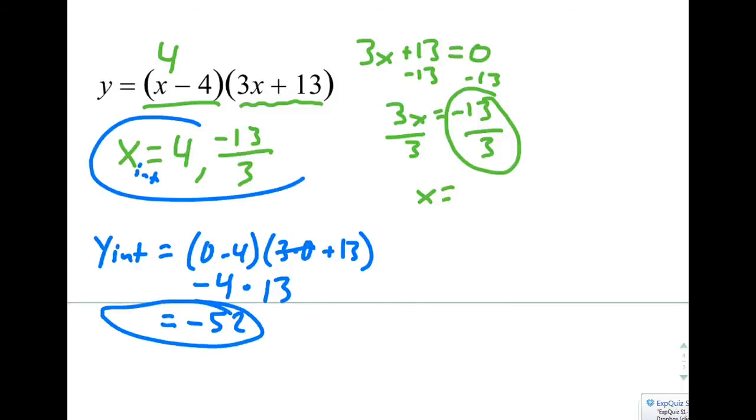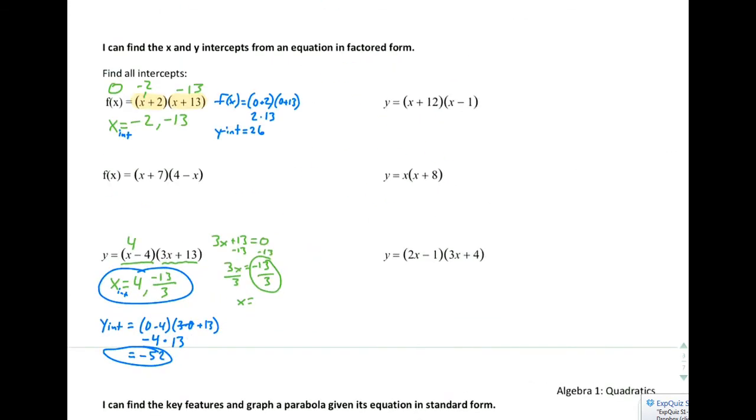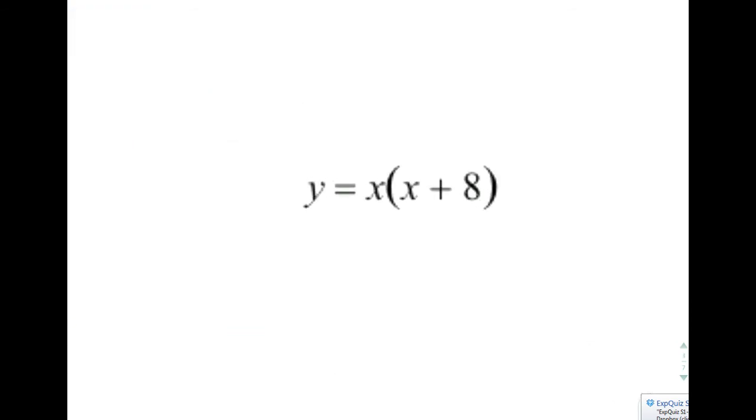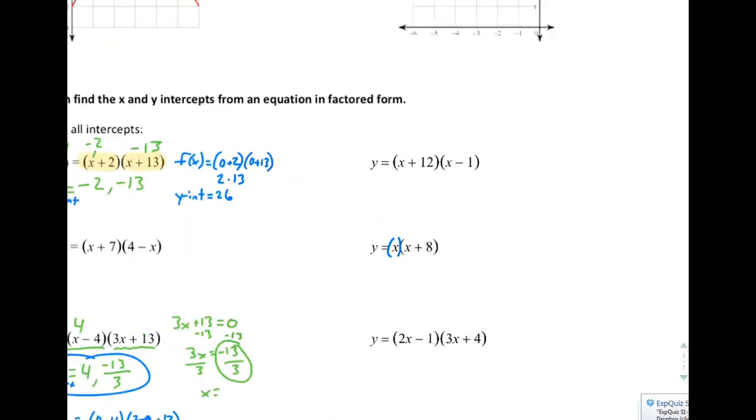And so that would be the x and y intercepts, and you just repeat that for all of these. The only one that you might be a little bit tricked by is this floating x here. Just think of that as its own separate group, and that should hopefully help you. Good luck.